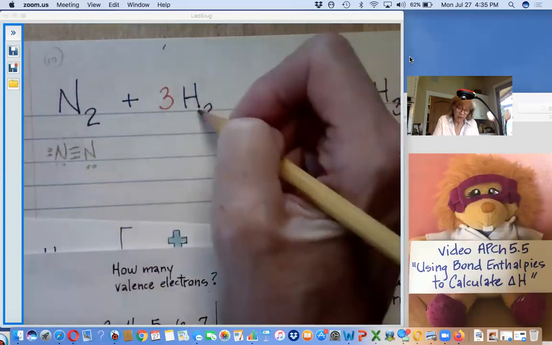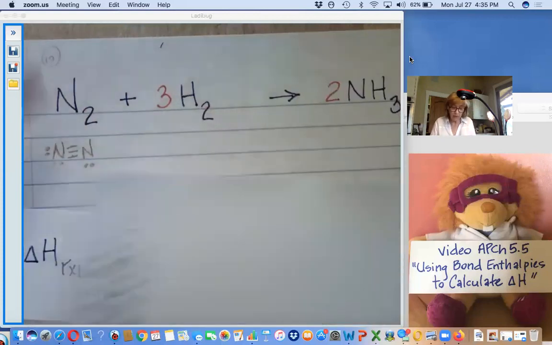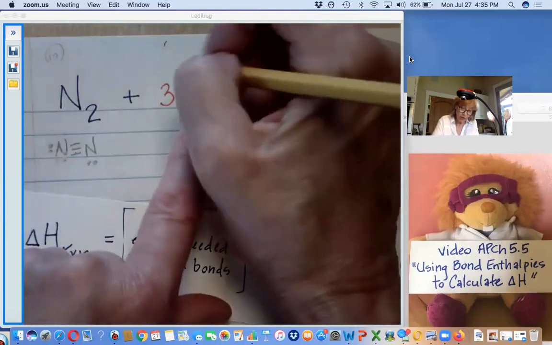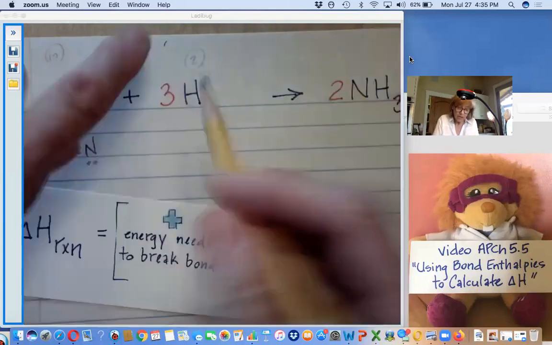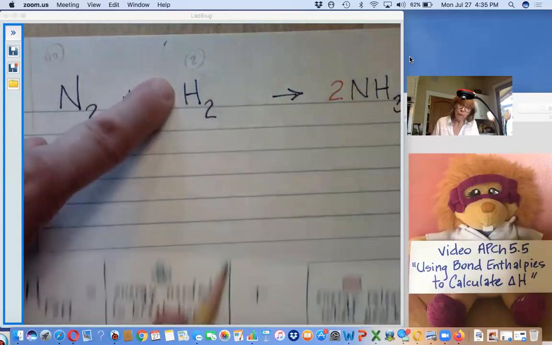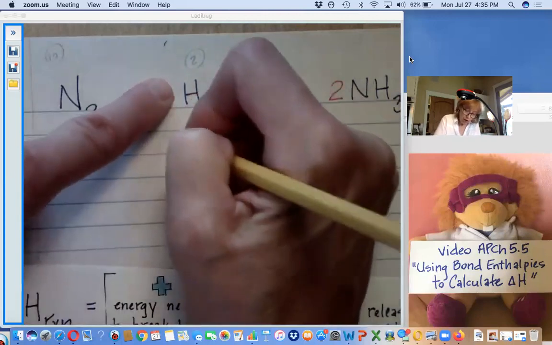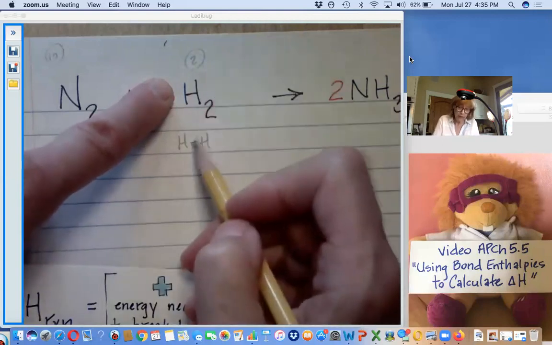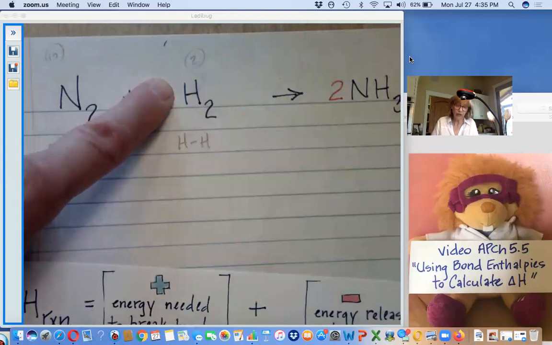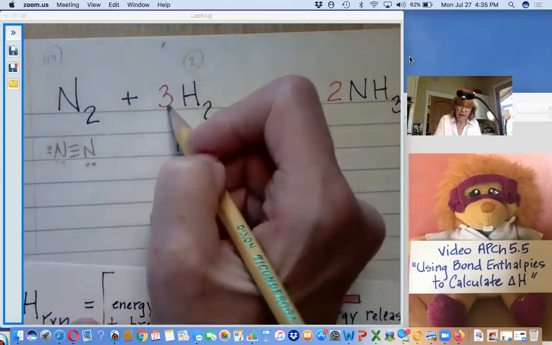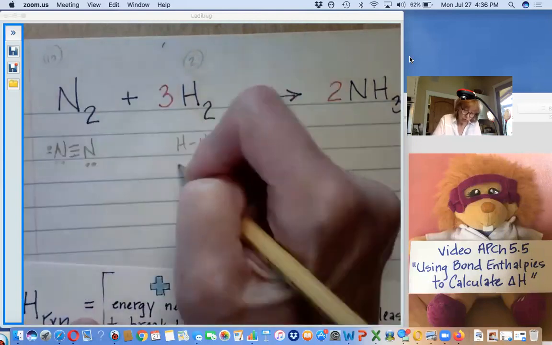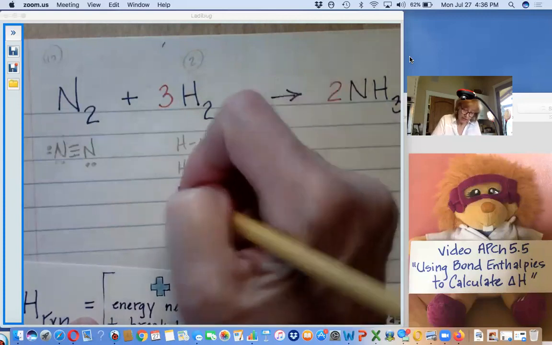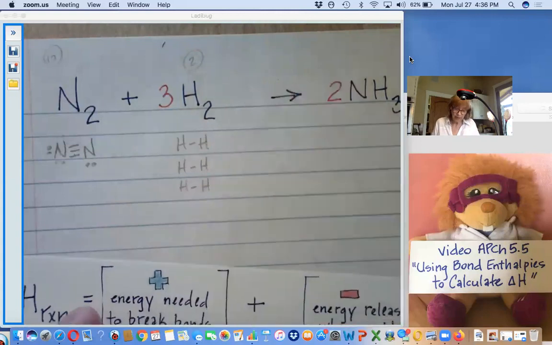Okay, hydrogen molecules are easy. Hydrogens have 1 valence electron. There are 2 of them. So my target number here is 2. Now this 3 I'm ignoring for the moment. I'm drawing my hydrogen molecule, the single bond there used up the 2 valence electrons. Now I recognize that I have 3 of those. So draw it again and draw it again. Okay, those are my reactants.